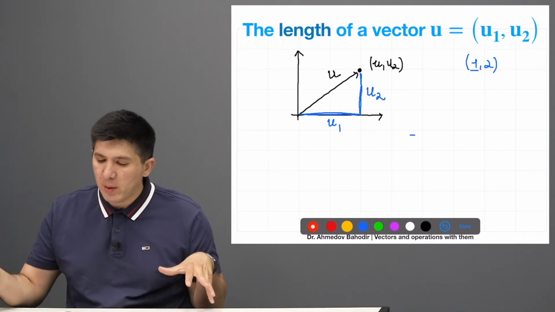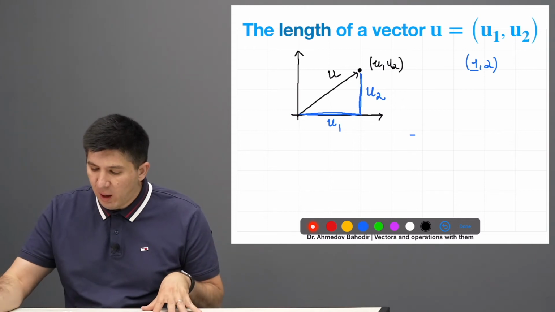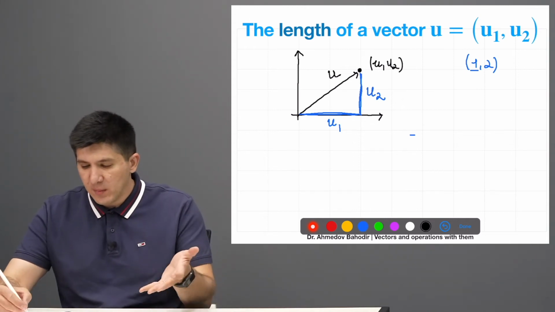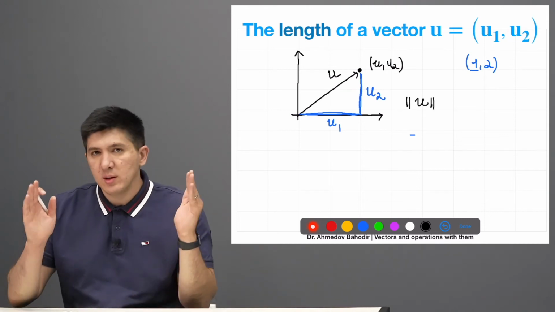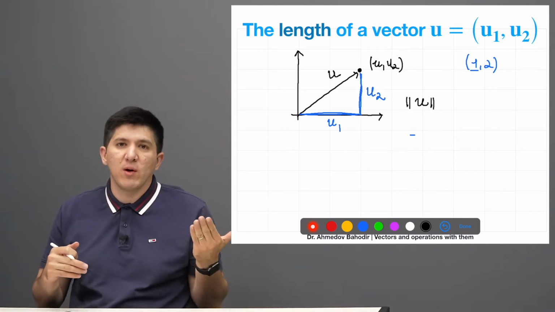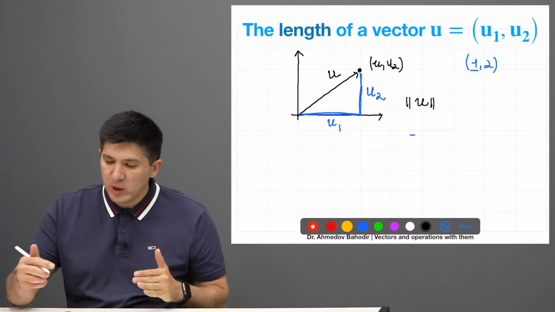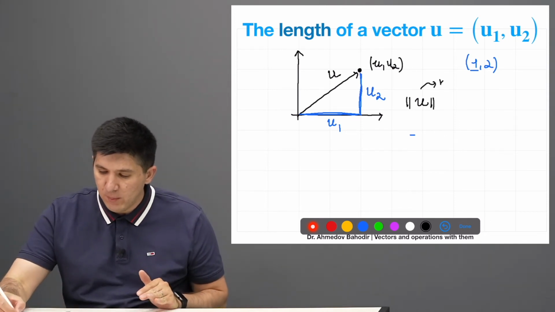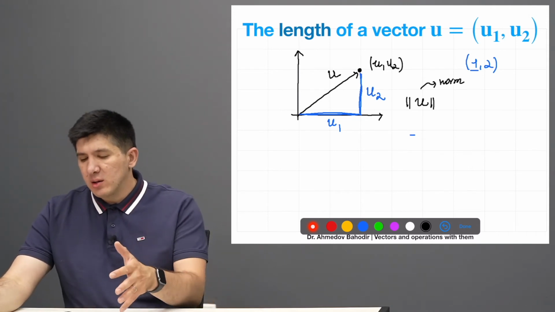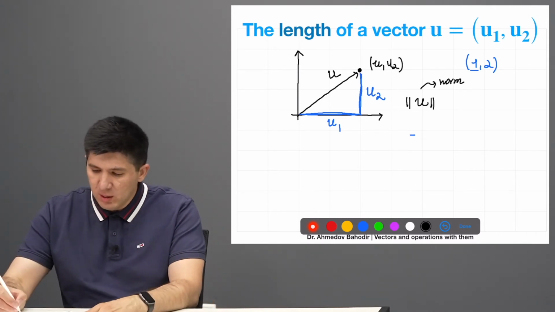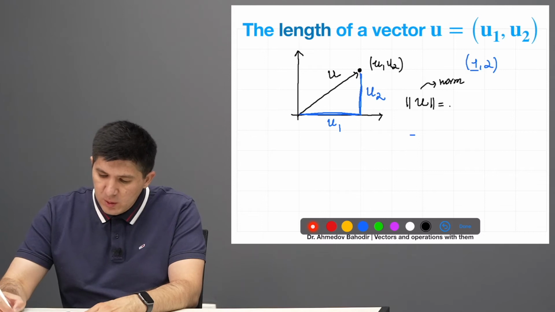And if you remember the Pythagoras theorem, if you need to find the length of the vector u, we're going to denote this with two vertical lines before and at the end of this vector, which we also call the norm of the vector. It is a different notation. So the length of the vector u is going to be equal to the square root of u1 squared plus u2 squared.